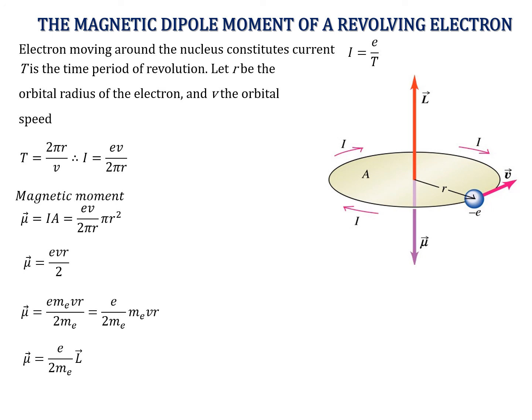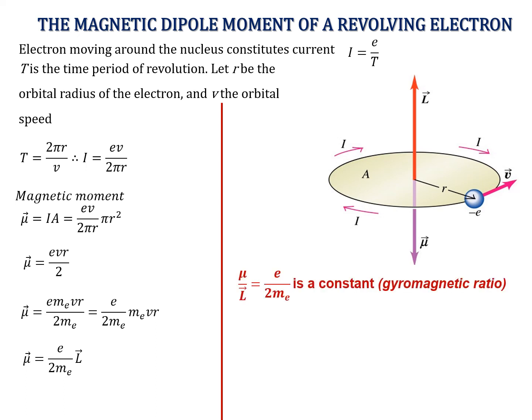From this equation, we find out magnetic moment per unit angular momentum, and it is equals to e upon 2me, which is a constant known as gyromagnetic ratio. e upon 2me: e is charge on the electron, me is mass of electron. These are universal constants. We can also simplify it further. We know that mu is equals to e upon 2me into L.